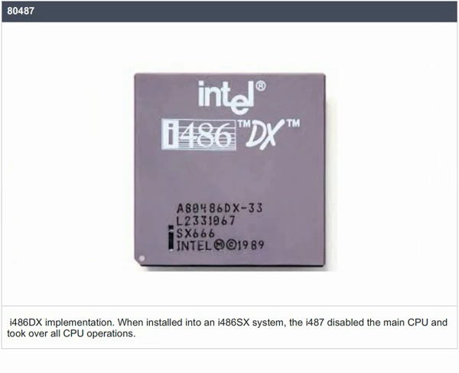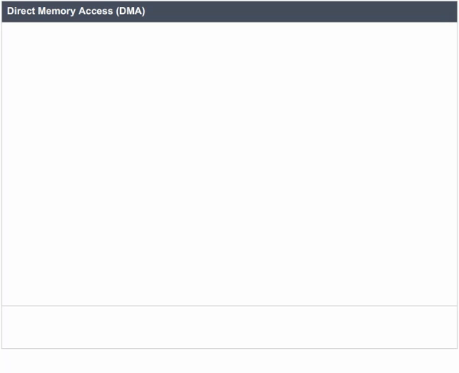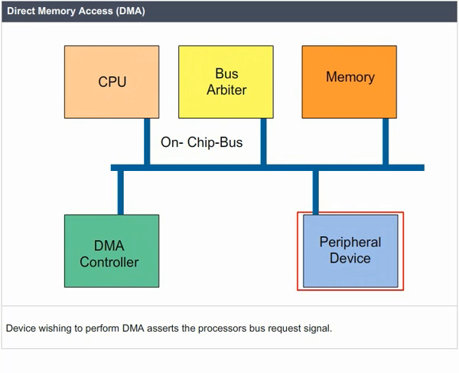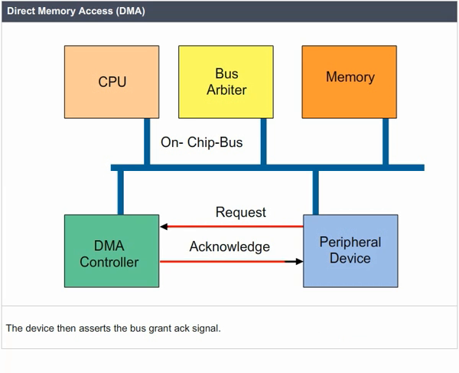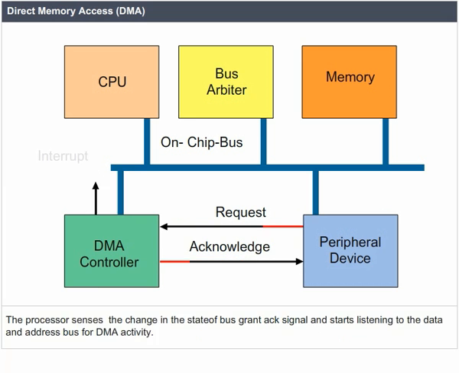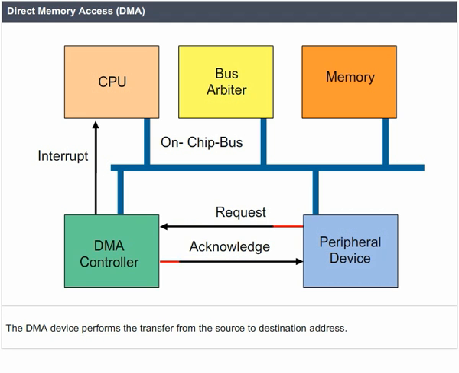Direct Memory Access (DMA). Devices wishing to perform DMA assert the processor's bus request signal. The processor completes the current bus cycle and then asserts the bus grant signal to the device. The device then asserts the bus grant acknowledge signal. The processor senses a change in the state of the bus grant acknowledge signal and starts listening to the data and address bus for DMA activity. The DMA device performs the transfer from the source to destination address.